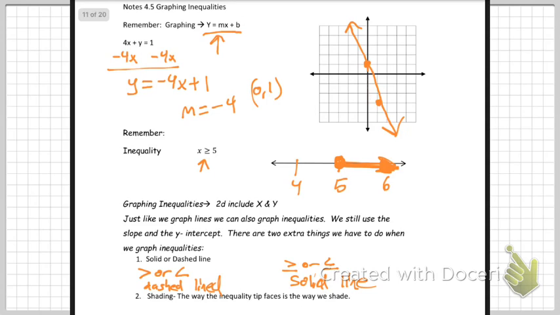Now, for shading, if we get the symbol greater than, or the symbol like this, less than, sorry, I did that backwards. If we get the symbol greater than, or the symbol greater than or equal to, we're going to shade above. If we get the symbol less than or equal to, or the symbol less than, we're going to shade below.